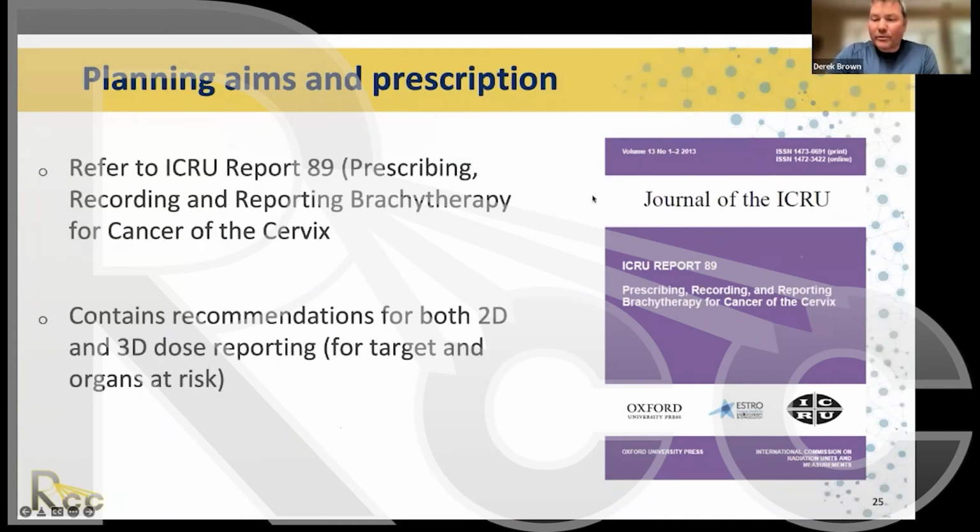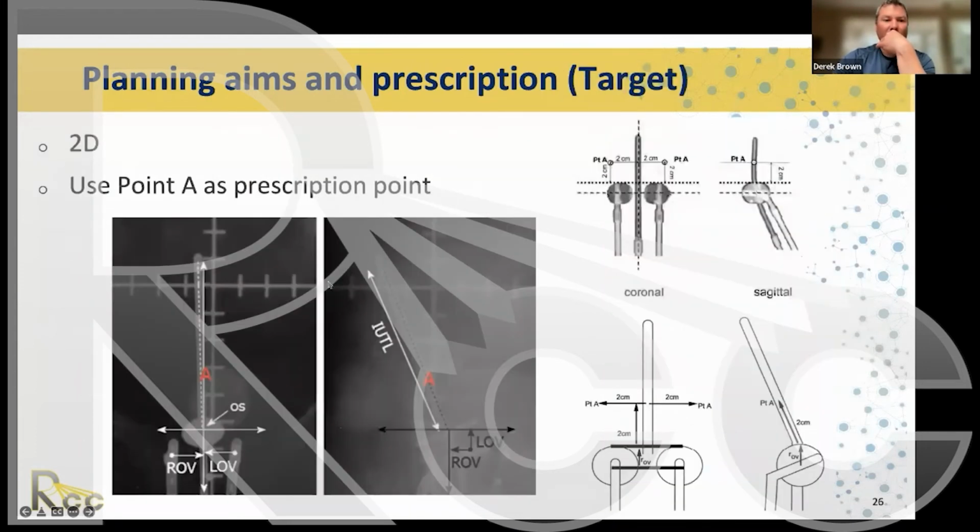Okay, so we've digitized our applicators. So we have Tandem and 2 Ovoids. Now we need to know what our goals are. So what are our planning aims and what are our prescriptions? This right here is the document that we're going to use, ICRU report 89. So this describes recommendations for both 2D and 3D dose reporting. If you don't have a copy of this or haven't read it yet, I would highly recommend it. There's a lot of useful stuff in here.